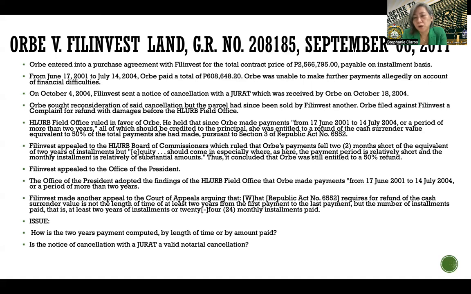So issue, how does 2 years of payment by length of time be computed? Is it by length of time or by amount paid? So dapat 2 years good, 24 months, or 24 monthly installments. And second issue, is the notice of cancellation with the URAT a valid notarial cancellation?